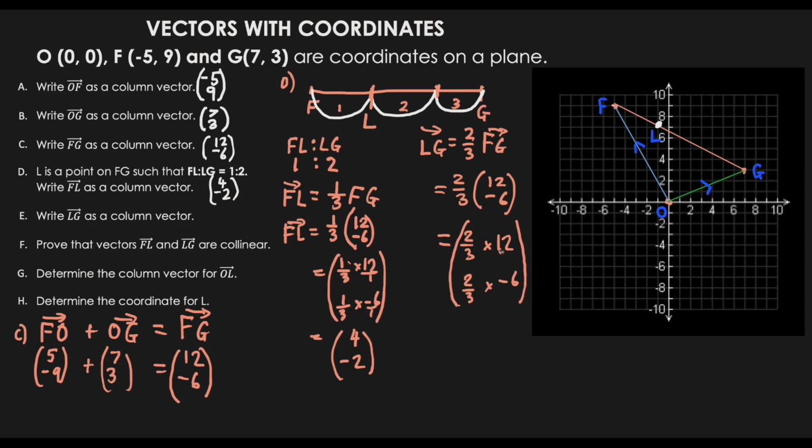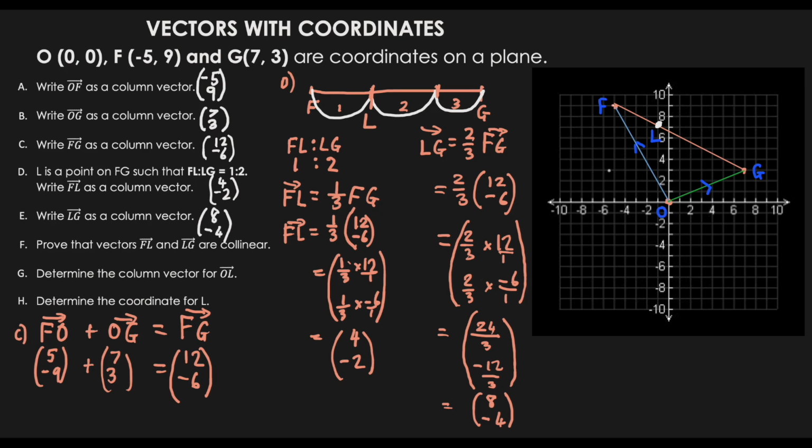So let me just show you here as a fraction, 12 over 1, -6 over 1. So 2 times 12 is 24 over 3 times 1, which is 3. And then we have 2 times -6 is -12 over 3 times 1, which is 3. This would simplify now to 24 divided by 3 is 8, and -12 divided by 3 is -4. So LG is (8, -4).